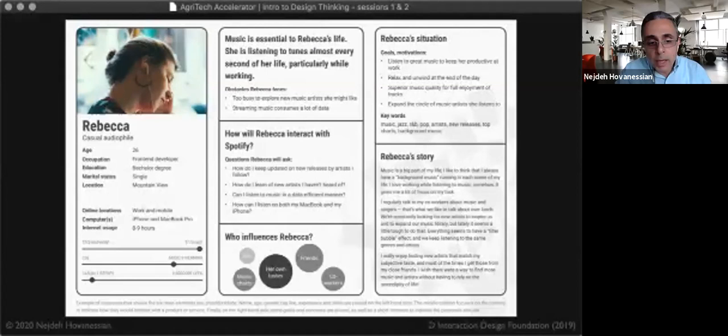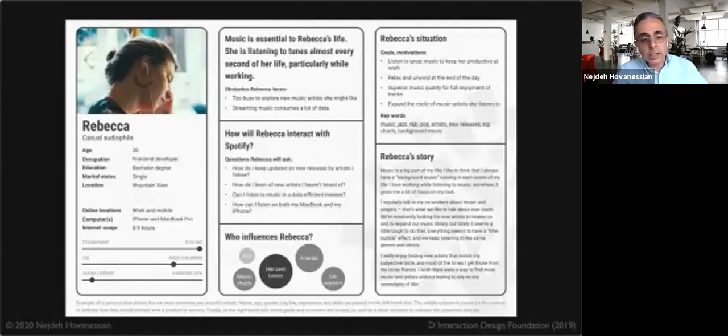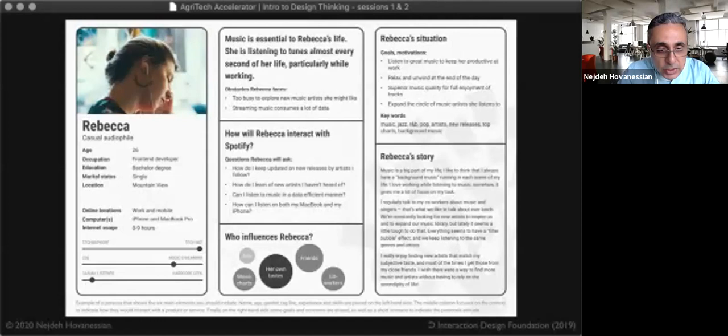Internet usage, how many hours does she use the internet, 8 to 9 hours? Here we have a gauge, as you see, technophobe or tech whiz. She's a tech whiz, a tech knowledgeable person from a technical point of view. How does she listen to music, from CDs or music streaming? As you see, she's much more inclined to streaming. Casual listener or hardcore geek, she's a casual listener, not a hardcore geek.